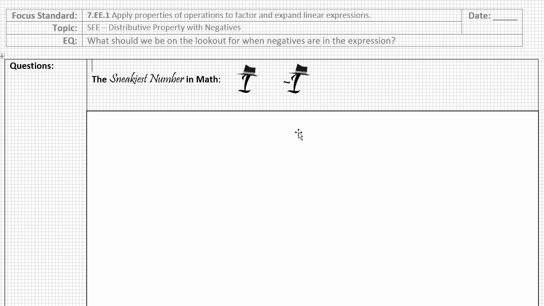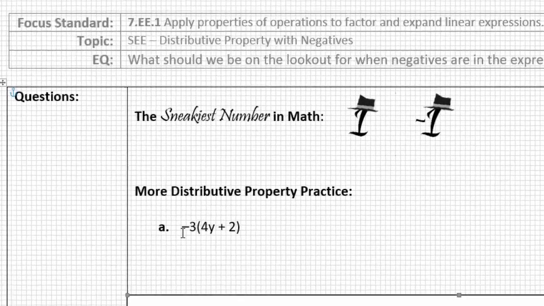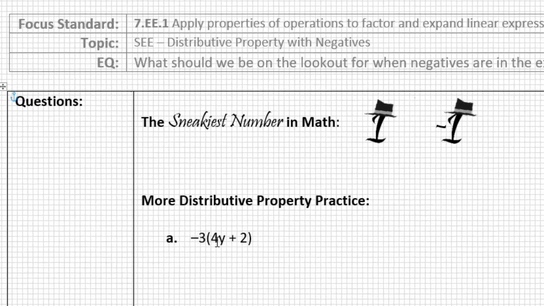So let's go ahead and take a look. Here we have the expression negative 3 times the quantity 4y plus 2. In this case, we can see every value. We can see that the factor outside of the parentheses is negative 3. The coefficient in the term 4y is 4, and we also have a constant term of 2. So in this one, there's no hiding, but there's definitely some negatives, and we want to keep track of that when we are using the distributive property.